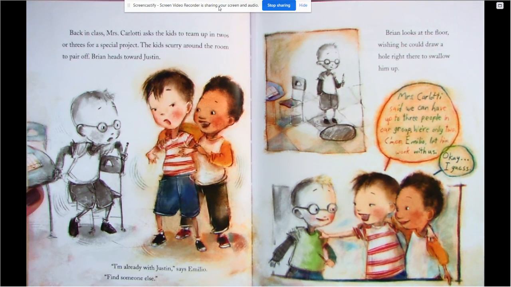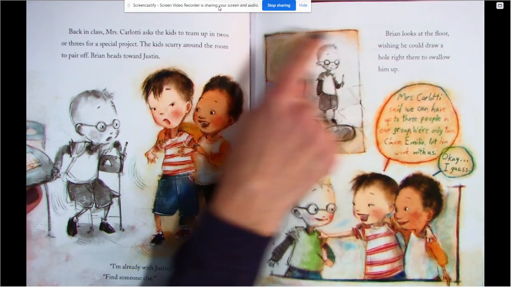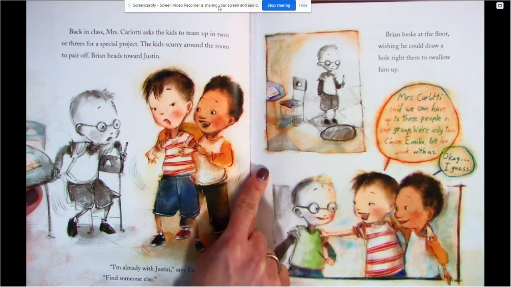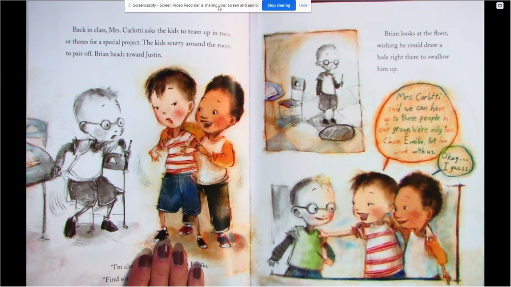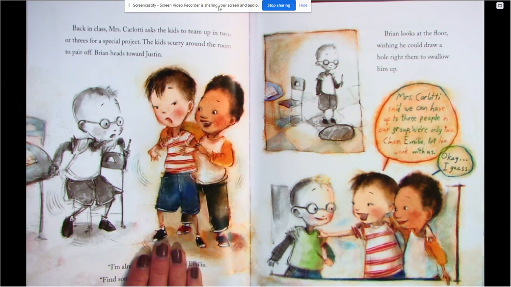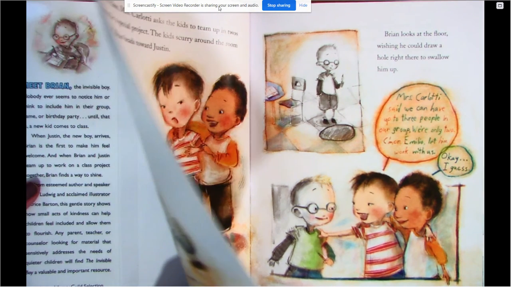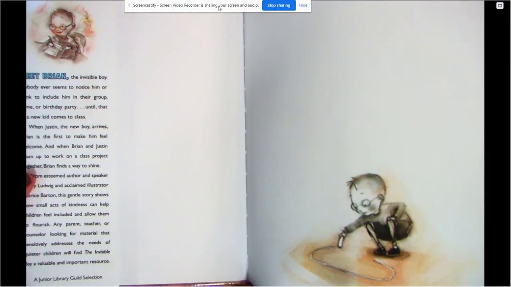Brian looks at the floor, wishing he could draw a hole right there to swallow him up. So this is what Brian's imagining in his head. Do you remember when I told you that authors do something called foreshadowing? They give us a little glimpse ahead before they're ready to start talking about it. What's he drawing on that very first page? We know he's using chalk. Looks like he's drawing a hole.